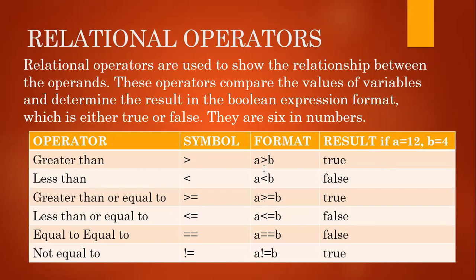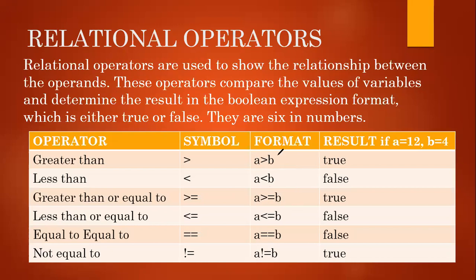And the format is that we use them with 2 variables or 2 constants as well. So A is greater than B is written in this format. A is less than B in this format. A greater than or equal to B, A is less than or equal to B, A is equal to B, and A is not equal to B. Now what will it result in?